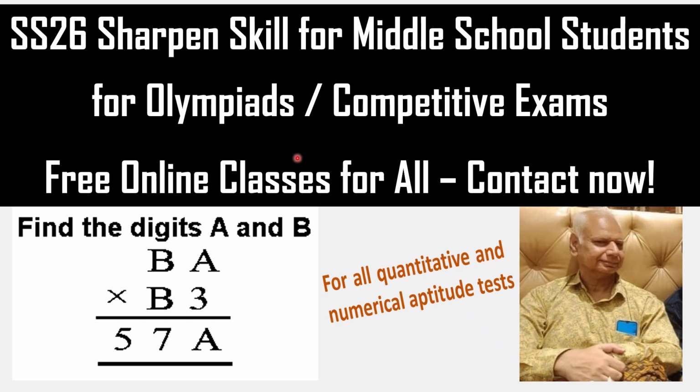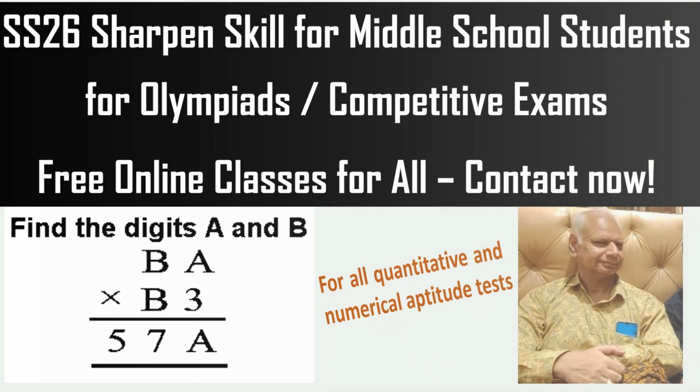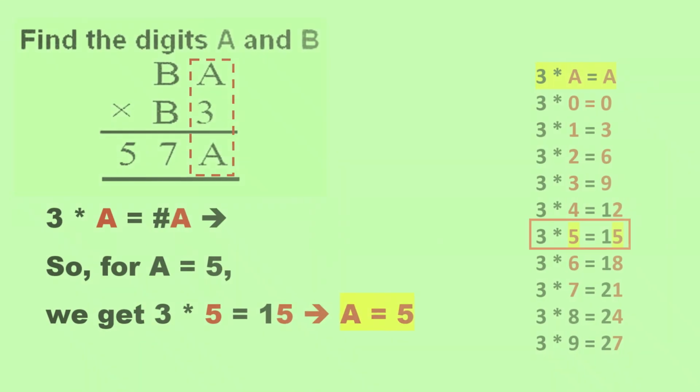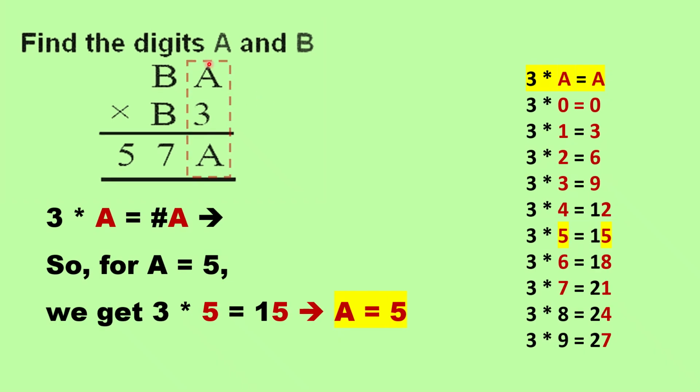So now let us see how to solve it. It's really very, very easy. Now see only the part which we have bound with a rectangle. That is 3 into A. That's how you begin multiplication: 3 into A, then 3 into B, then B into A, B into B. So the first step would be 3 into A.